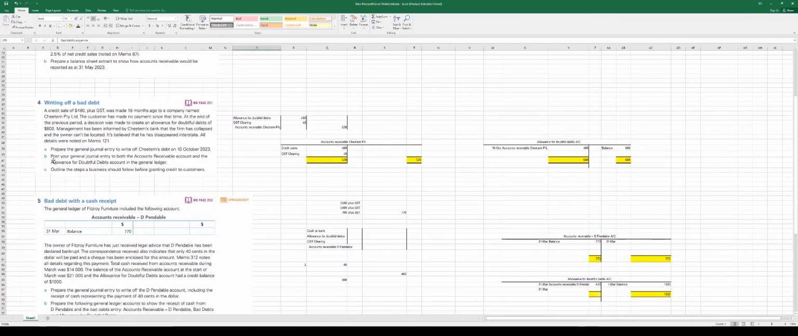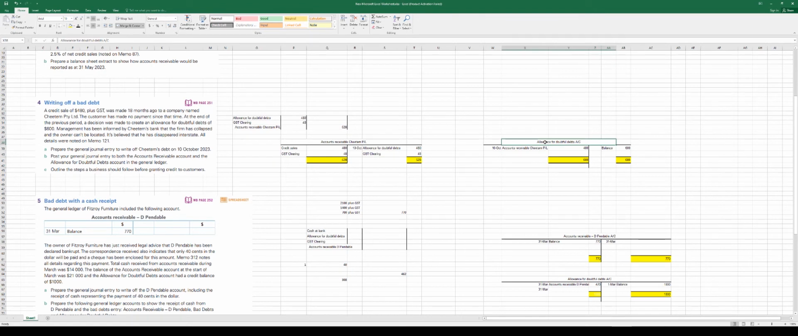Part B says post your general journal entry to both the accounts receivable account and the allowance for doubtful debts account in the general ledger. Let's start with accounts receivable first. All right, so here are the entries that record the credit sales the first moment that it was recorded. Now, as you can see here, we credit 528 to accounts receivable, and we debit allowance for doubtful debts and GST clearing, so we have to record that here too: 480 to allowance for doubtful debts and $48 to GST clearing.